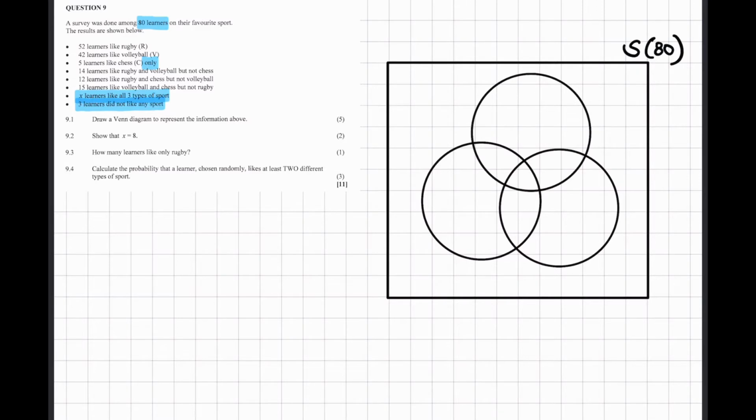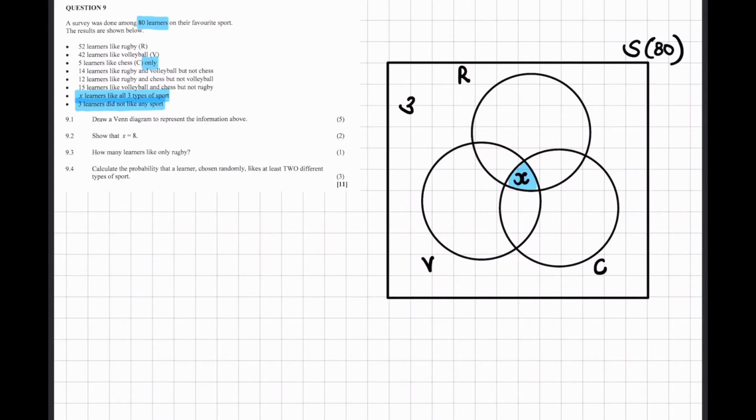Alright, so as normal, we're going to start in the intersection, but now this intersection is a 3-way intersection because there are 3 different types of sports. So we have rugby, we have volleyball, and we have chess. So we start with who likes all 3 types of sport. We always start in the intersection, in the overlay, and that's an x number of learners. Alright, then we can also just put in our 3 learners that did not like any sport, so that 3 could be anywhere in the sample space.